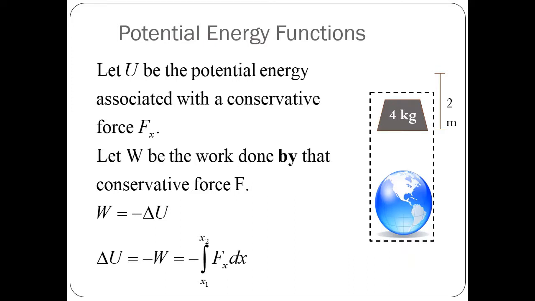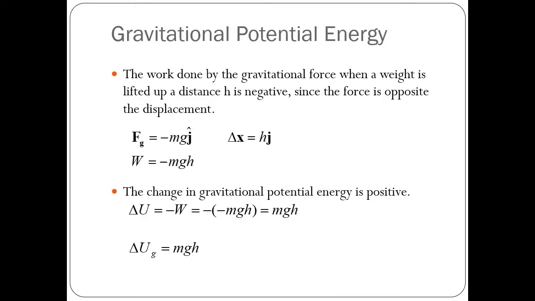The change in potential energy caused by a conservative force F is equal to the negative of the work done by that conservative force. And here you see that integral notation showing the work being done as the object goes from position x1 to position x2. It is the negative of that integral. Let's look at one of our examples again in just a moment.